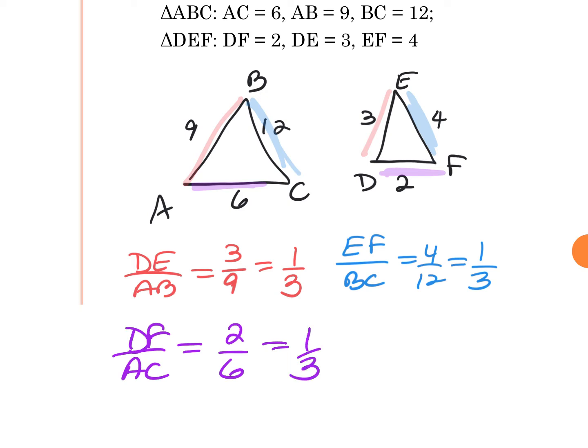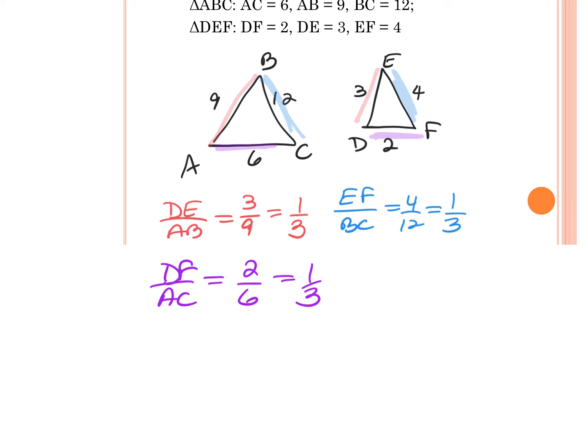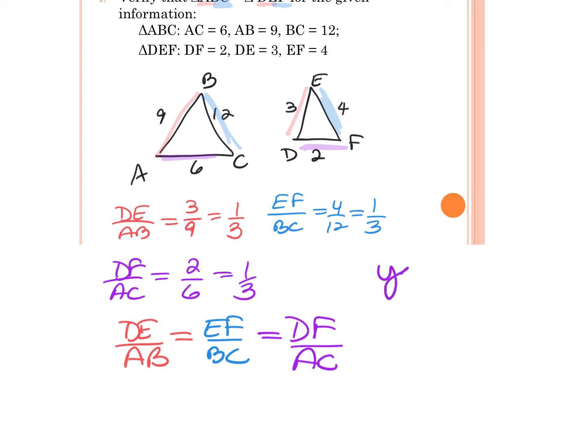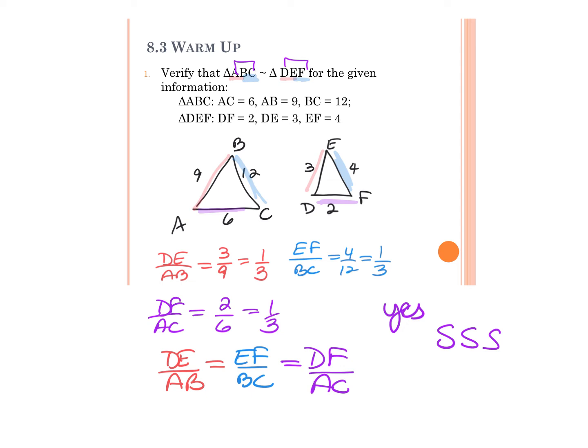Since they all simplify to the same ratio, I can show my proportionality statement. I can put DE over AB is equal to EF over BC, and then DF over AC. Because all three sides are proportional, I can say that yes, these are similar by side, side, side. And again, this was the similarity statement that they gave us at the beginning.